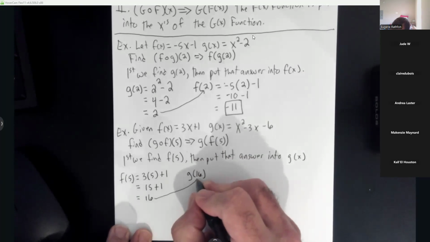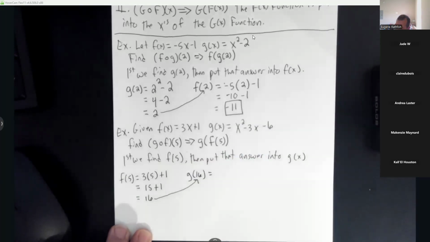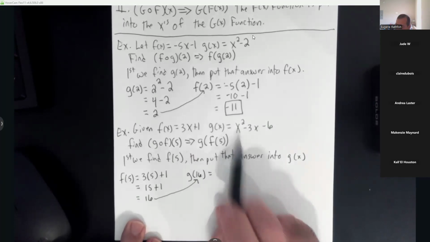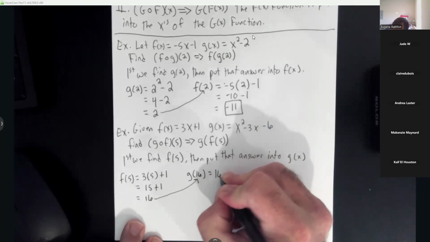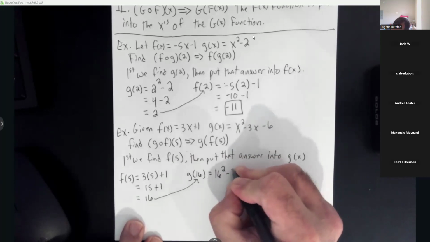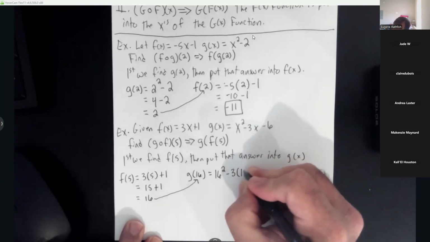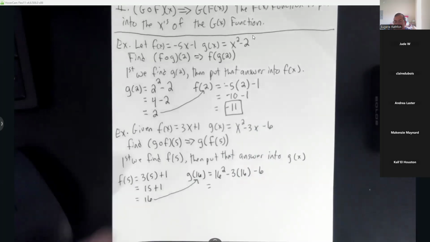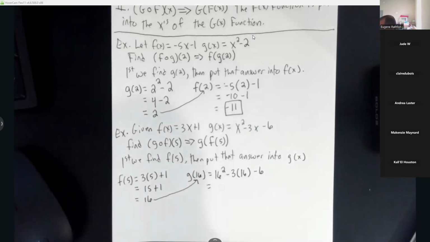So that 16 went right up into the g, okay? All right, here's my g equation. So that's going to give me 16 squared minus 3 times 16 minus 6. So these are mainly just a bunch of substitution type problems, okay?